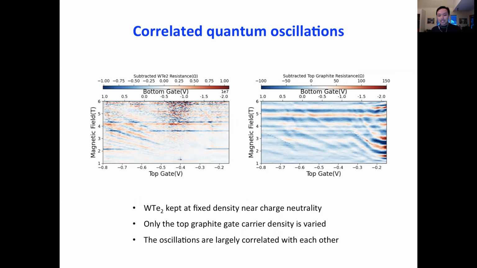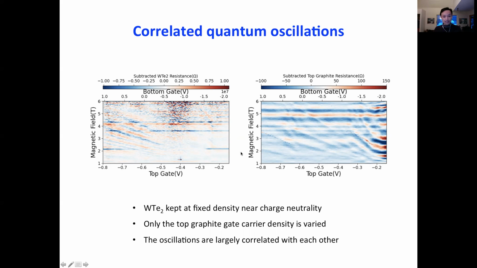And what we change here by the top gate, we also correspondingly change the bottom gate, such that we only change the electric field in our field effect device, so that only the density in the top gate graphite layer is varied, but the density in the tungsten telluride layer is fixed. And you can see that in this case, because of the changing density of the top gate graphite, the Landau levels disperse with the applied gate voltage. And you can also see very similar dispersion measured in the tungsten telluride layer.